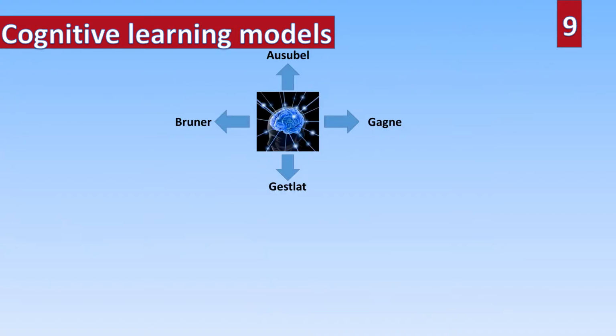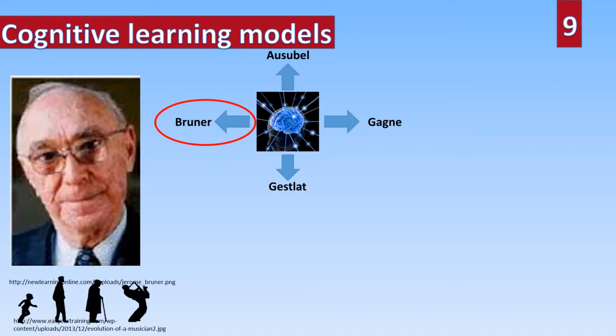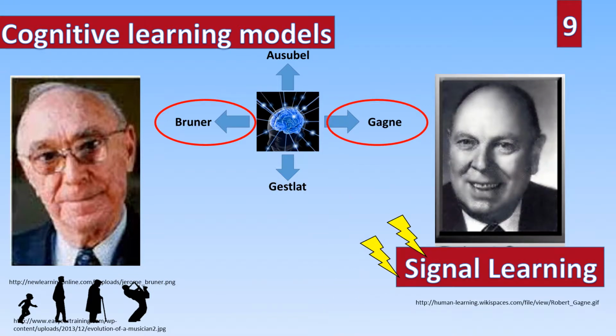On the other hand, Bruner said anybody can learn anything at any age, provided it's stated in terms they can understand. While Robert Gagne and Pavlov were concerned with signal learning, in which learning occurred through response to a precise stimulus.